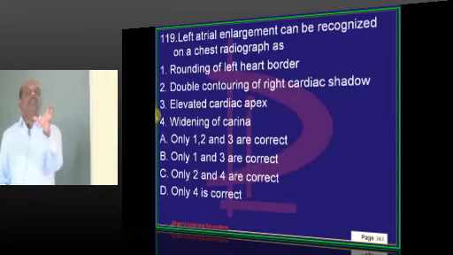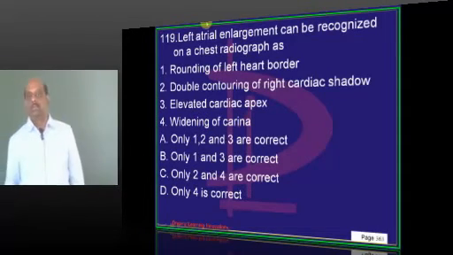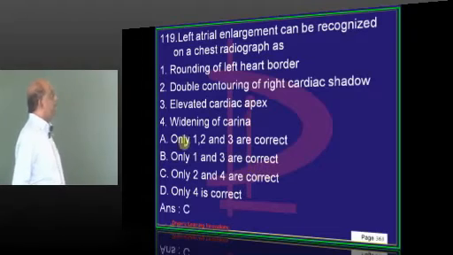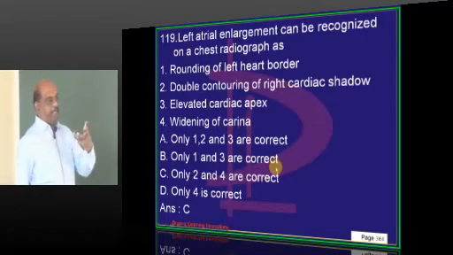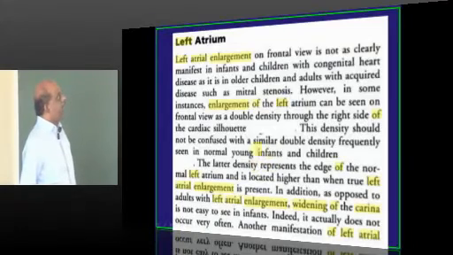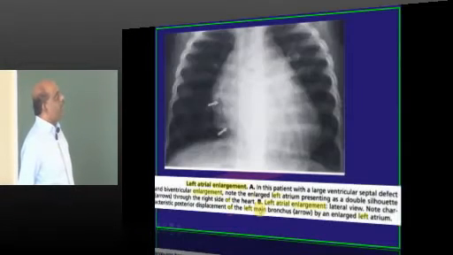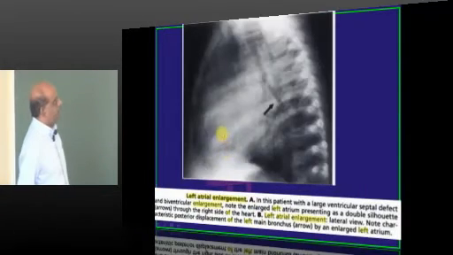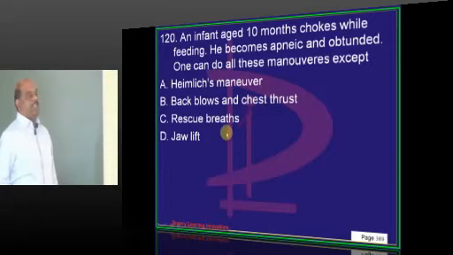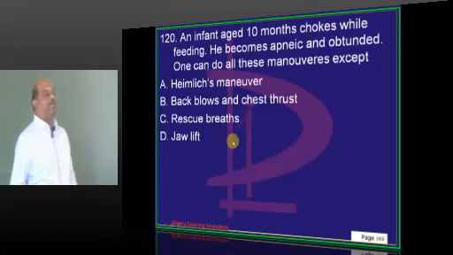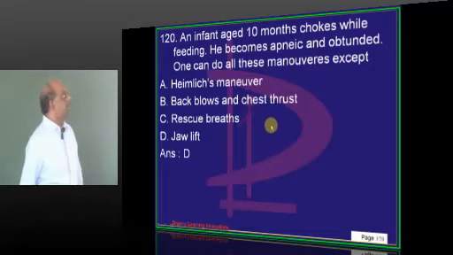How do you know there is a left atrial enlargement? Basically, double contouring and widening of the carina. They are the important signs. I leave the literature to you. How do you recognize the left atrial enlargement? Jaw lift is not done, but you will do the Heimlich maneuver, you do rescue breathing, etc.